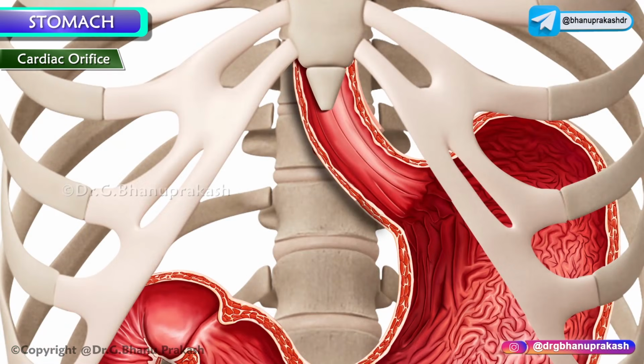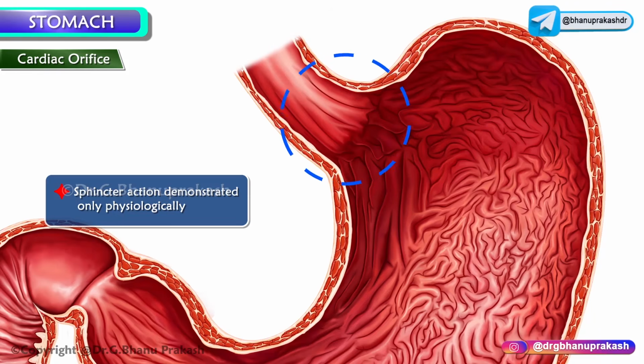And this cardiac orifice mainly lies at the level of T11 vertebra behind 7th costal cartilage, and it is approximately, you can see here, 2 to 3 centimeters from its junction with the sternum. And the sphincter action at this orifice can be demonstrated only physiologically.